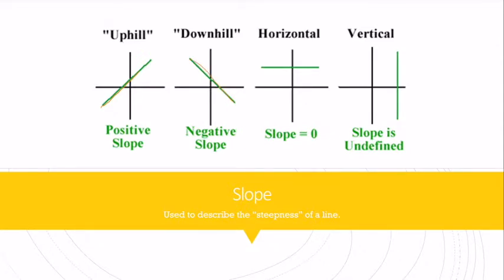We can have no slope, right? Remember, this is when y equals some constant. Or we can have undefined slope, which is when x equals some constant. Vertical lines have undefined slope.